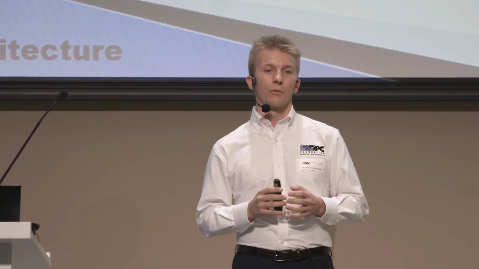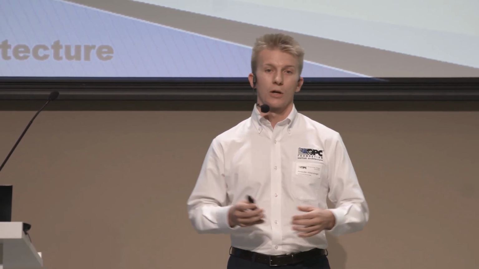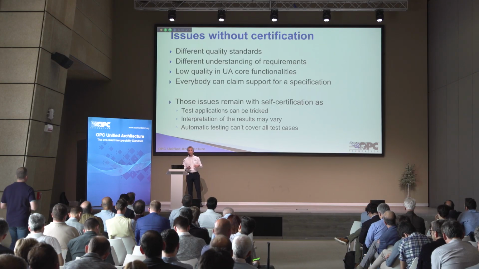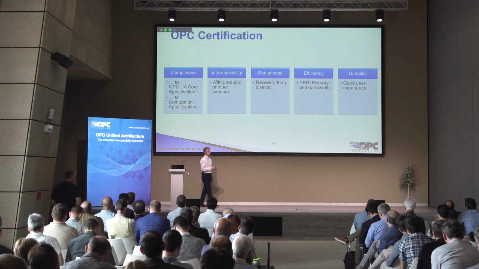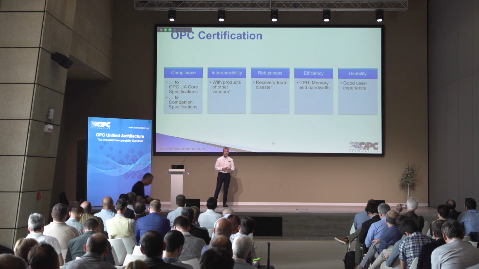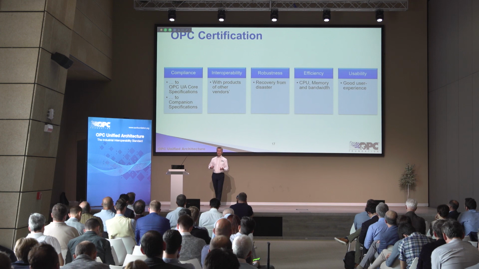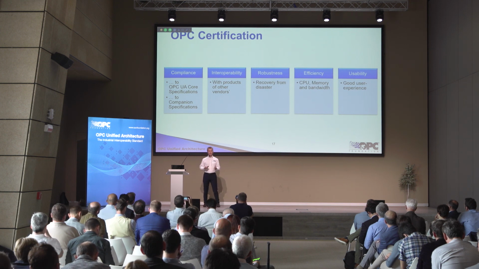So that is the problem that you're facing when you're buying OPC UA products. And that is exactly where certification kicks in. Because with certification, we do have a uniform way, a uniform quality guideline that you can trust. And that is exactly what I'm going to describe to you now, what we're testing there in detail. So when we're talking about certification, we're talking about 5 different areas. And I'm going to walk you through each one just briefly.